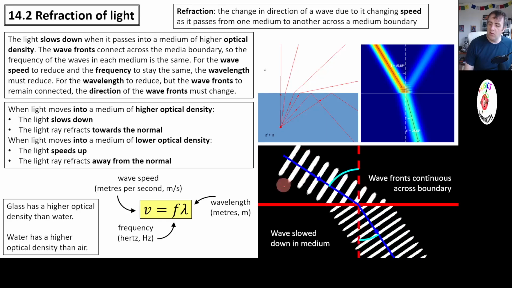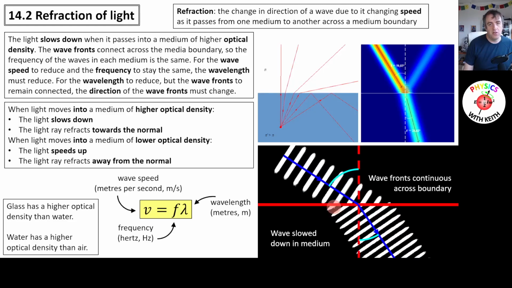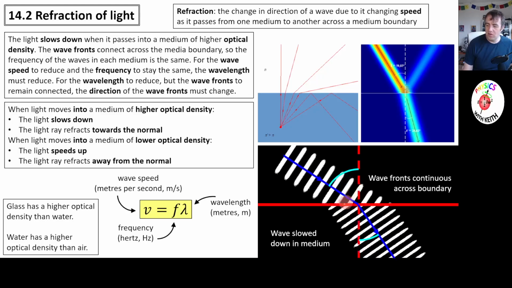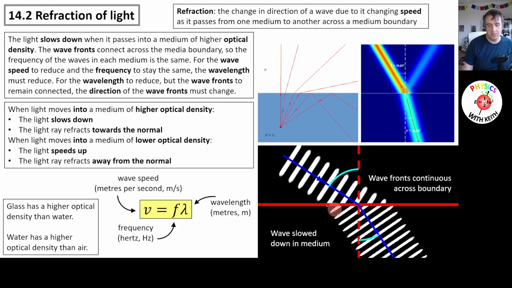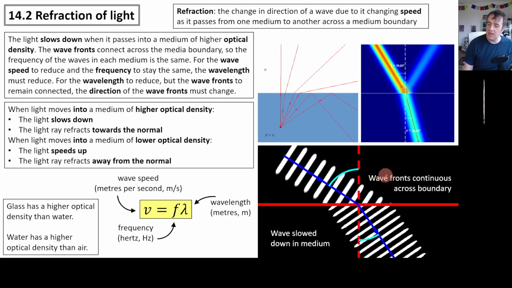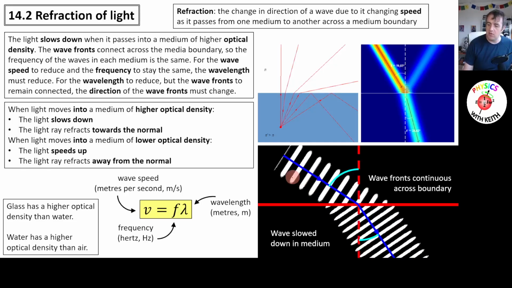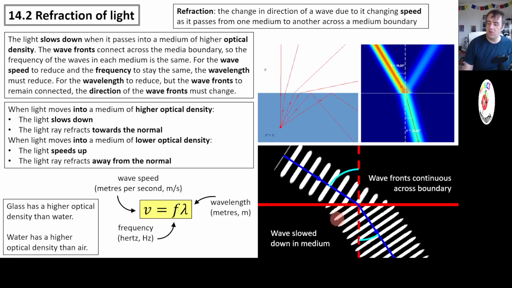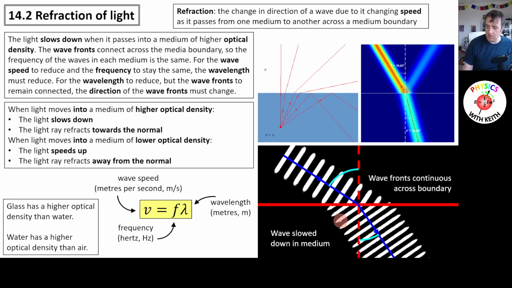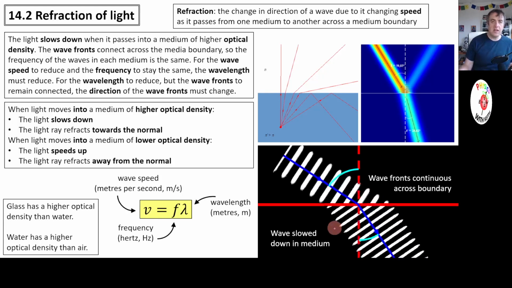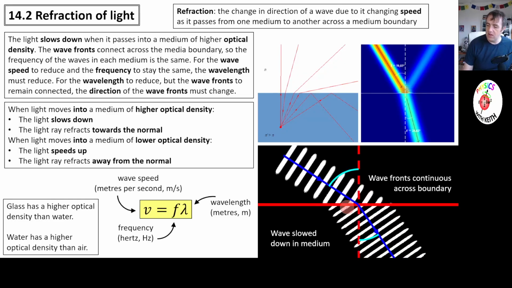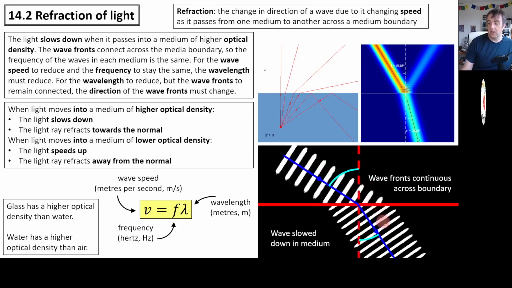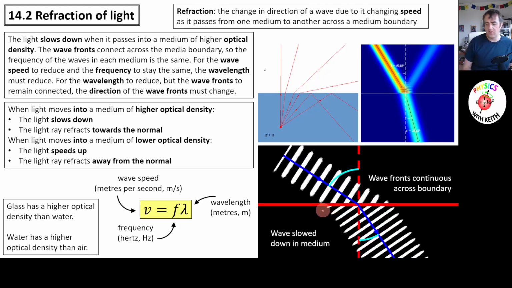But as this wave front is incident upon the medium boundary, part of it ends up going slower. But the wave fronts must still connect across the boundary. Why is that? Because the frequency in each medium must be the same. The same number of waves per second are incident upon the top surface of the boundary as pass through and into the second medium from that boundary. So we don't lose waves, we don't gain waves. So we have this continuous wave front. Well, it is a continuous ray as well, but a continuous wavefront that just changes direction.